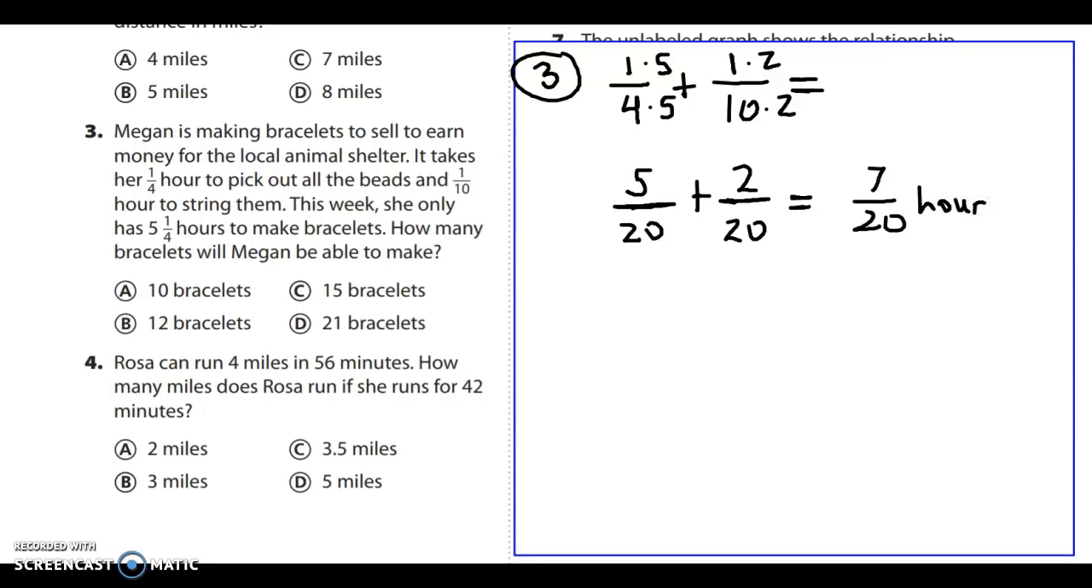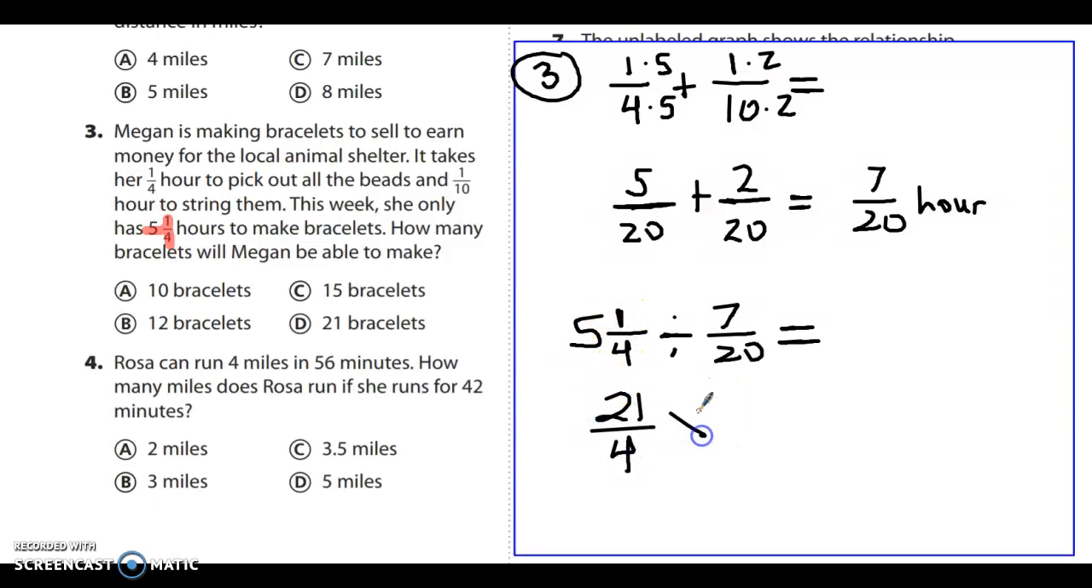Now, she has 5 1/4 hours to make bracelets, which is a lot of bracelets. But exactly how many we don't know until we divide. So we're going to do 5 1/4 divided by 7/20. And this looks hard, but watch how easy this really can be. First of all, remember that to divide fractions, you need to make this into an improper fraction first. 5 times 4 is 20, plus 1 is 21, so it's 21/4. And instead of dividing, I'm going to multiply by the reciprocal. So I'm going to invert this and make it 20/7ths. And now I have a lot of things I can simplify.